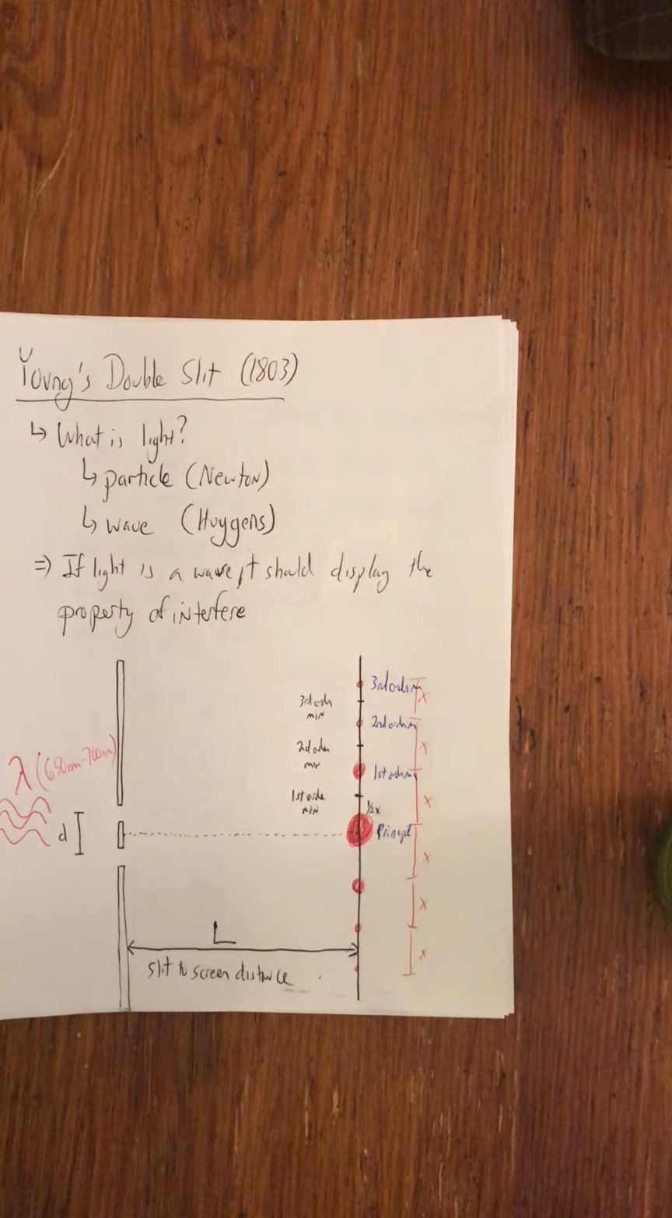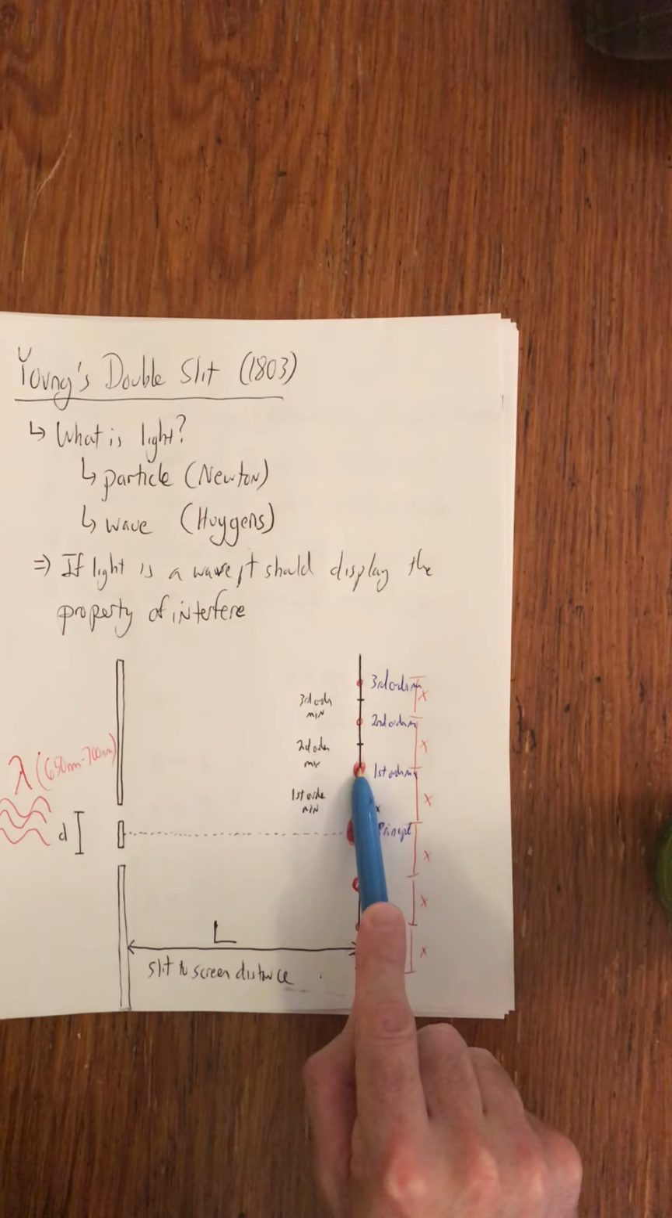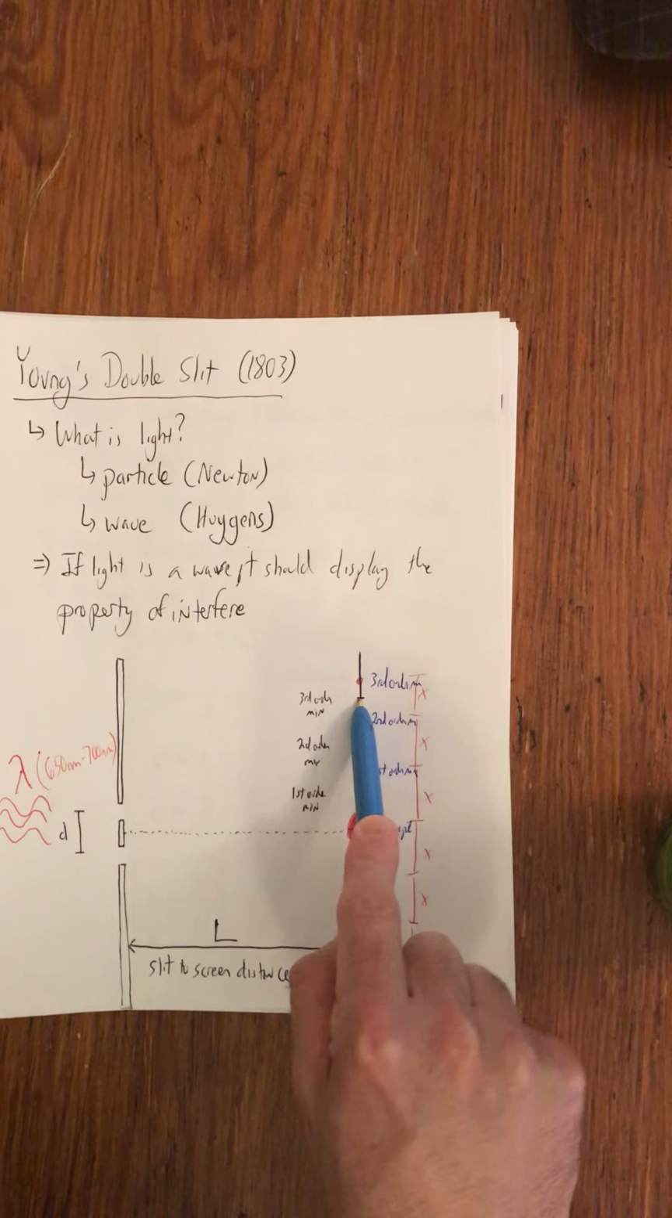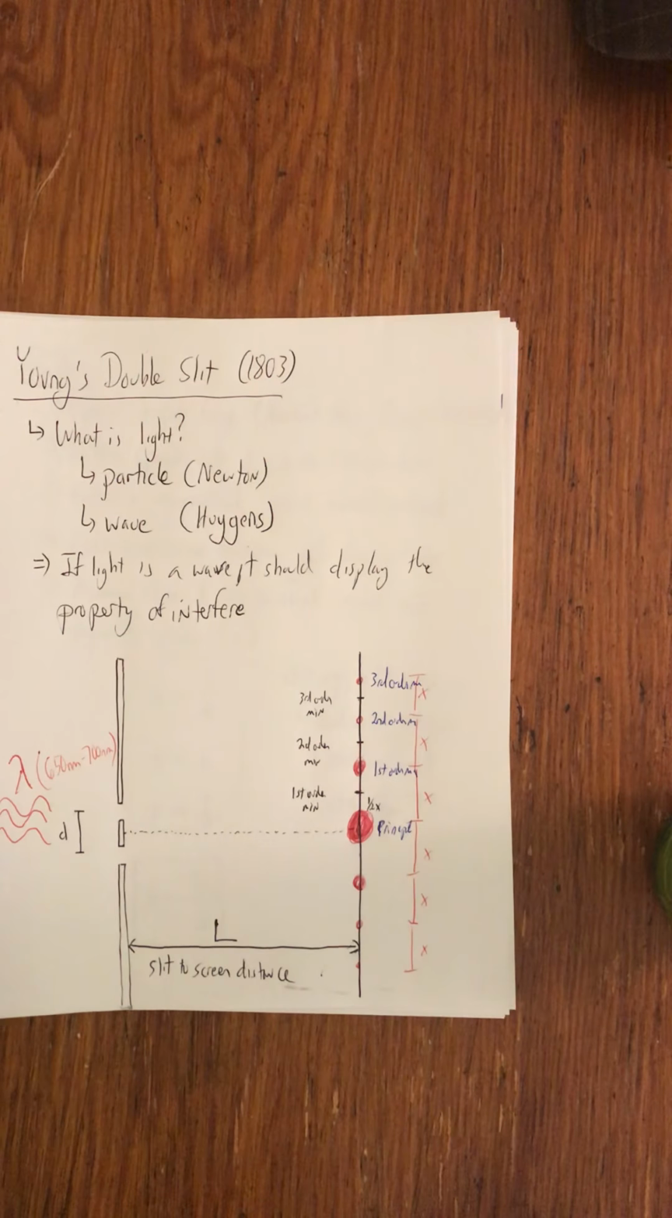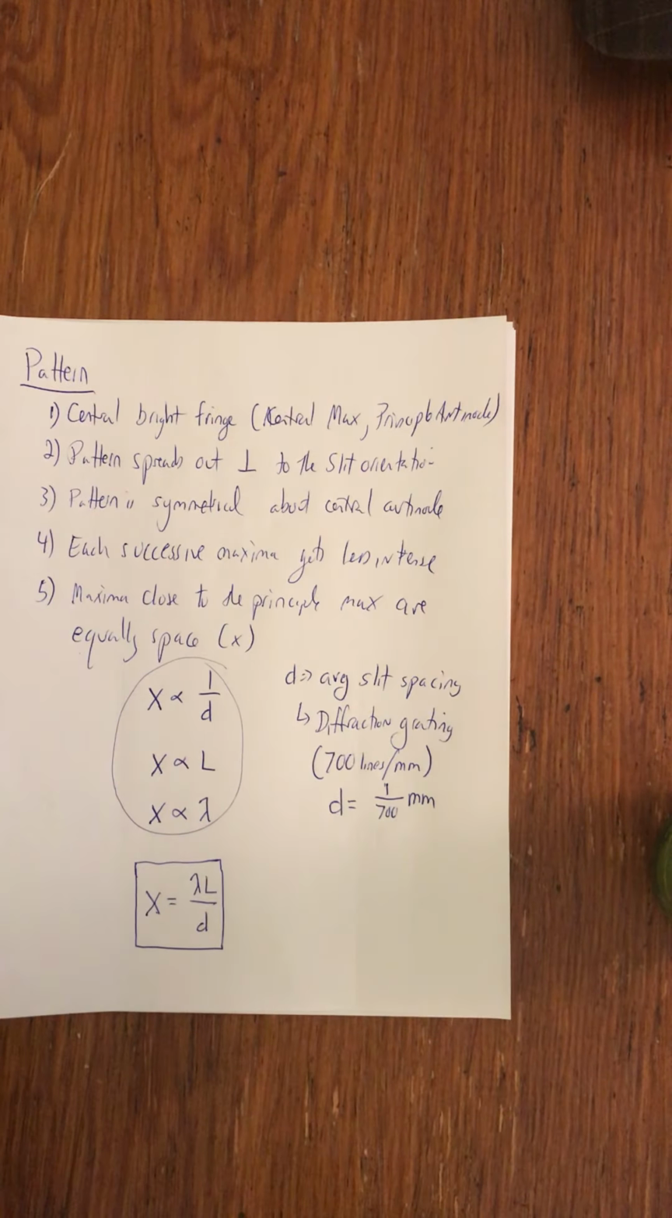So if I want to know where a minimum is, I can just count it out from the principal. So where's the third order min? It's at 1X, 2X, and another half, so 2.5X. So there you go, that's the way. That's our knowledge of the pattern, and this is the equation we're going to use to solve problems.